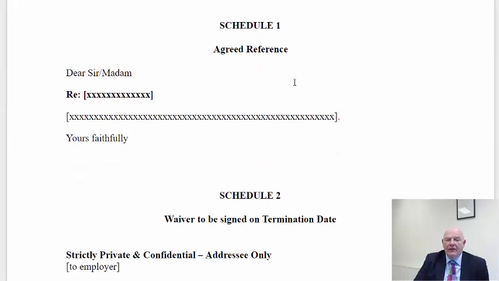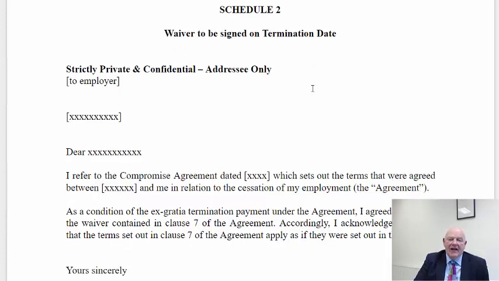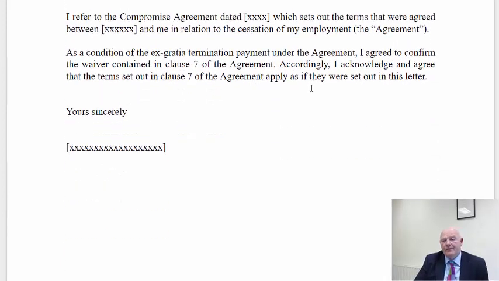Here's a schedule where you might have an agreed reference. So the company will set out in the agreement the reference that they're going to give when they're asked about your performance in the future, and they may also ask for a further waiver, even though the agreement itself is really a waiver by you, the employee, not to bring any claims against the employer. They may even ask for a specific letter of waiver to be signed on the termination date in addition.